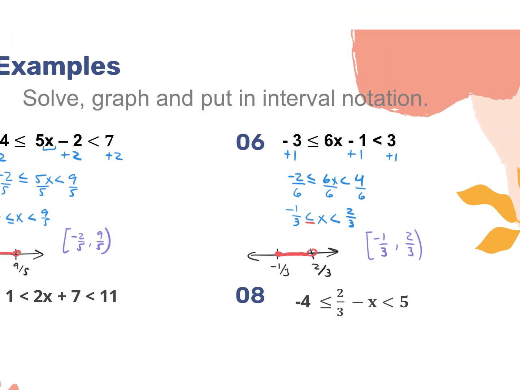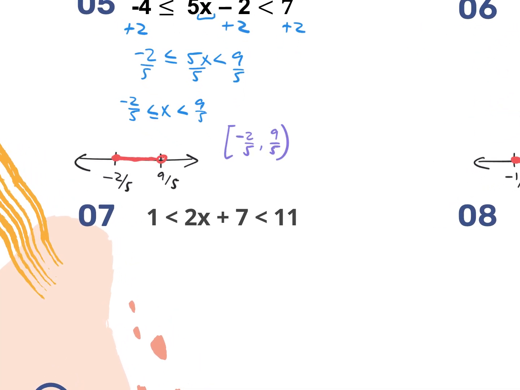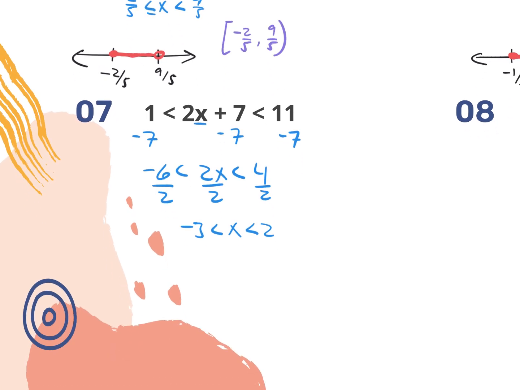All right, and then let's look at the next one. Same exact thing. Our x is in the middle, so let's subtract the 7. To get it by itself, let's subtract 7 everywhere. And then we end up with negative 6 is less than 2x is less than 4. And then let's divide by 2 everywhere. So we get negative 3 is less than x is less than 2. And then this is our answer as a statement. Let's graph it.